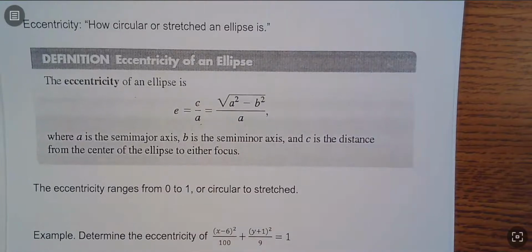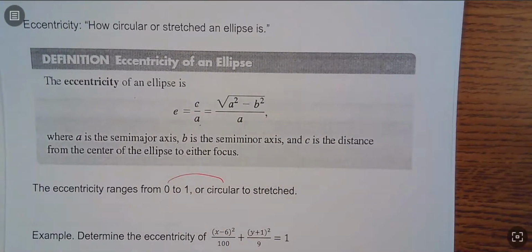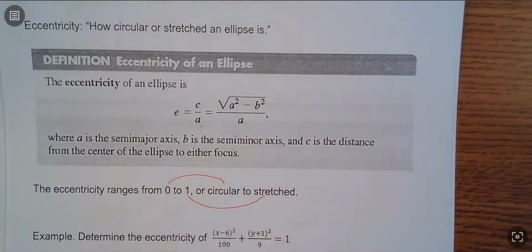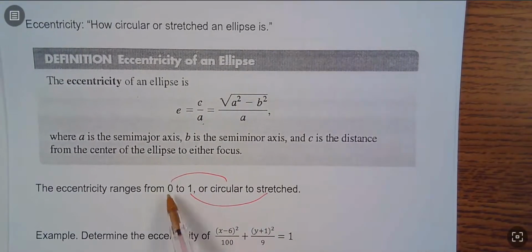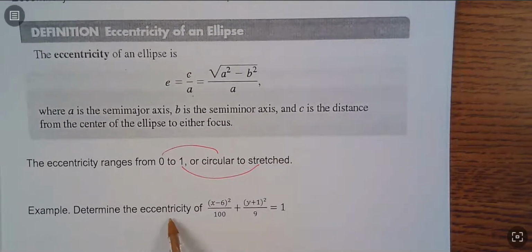But this number for an ellipse is going to range from 0 to 1. Every time you divide it, it's going to be 0 to 1. If it's a 0, it's circular. It's a perfect circle. If it's 1, it's about as stretched as it could possibly be. It's the most stretched out ellipse you've ever seen. So most of ours are going to go somewhere between those two. But again, if you get a 0 for an answer, that means you're talking about a circle, not an ellipse anymore. So determine the eccentricity.